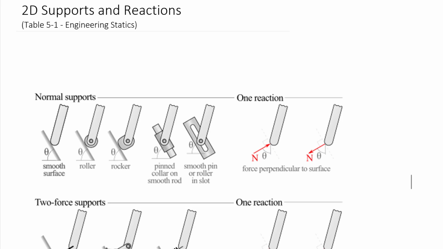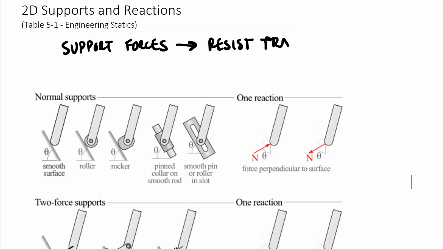So as we go through this table and we talk about each one of these different kinds of supports, realize there's a very fundamental relationship between what the physical support is and the kind of reactions that come from them. And that physical relationship is based upon the following two statements: support forces will always resist translation, and support couples will always resist rotation.